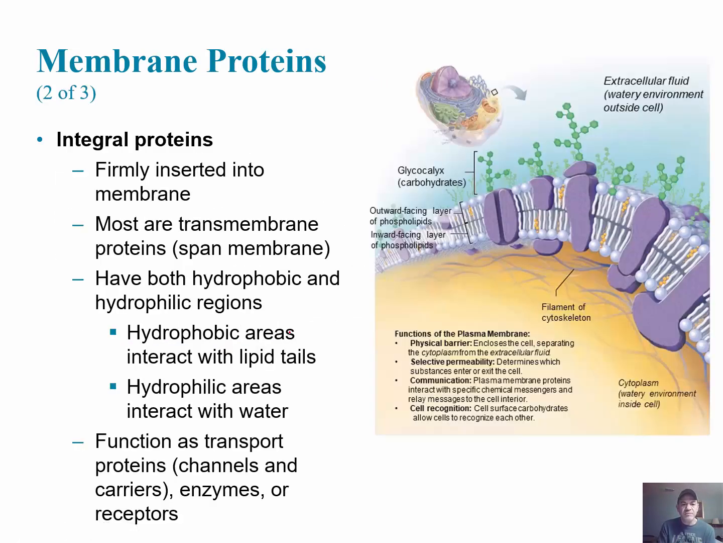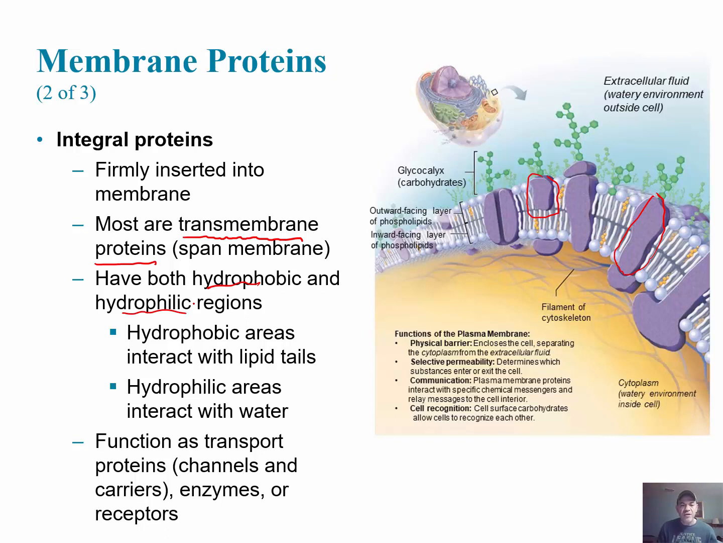With the integral proteins, they're firmly inserted in the membrane. Most are going to be transmembrane proteins. This is just a specific kind, and that means they go all the way across the membrane. So you see most of them are transmembrane, going from one side to the other, like we see over here. Others only go part of the way, so in this case that would just be an integral protein. Now they're going to have both hydrophobic and hydrophilic regions. This is the only way they can exist within the membrane.